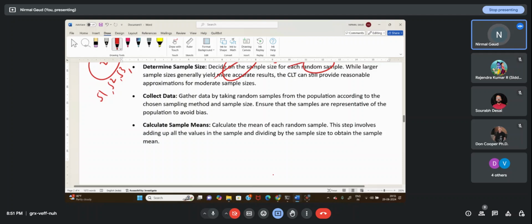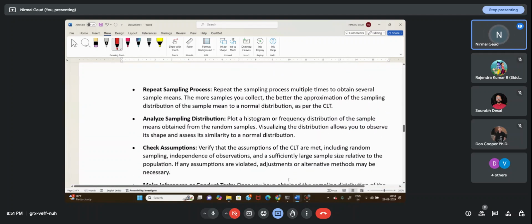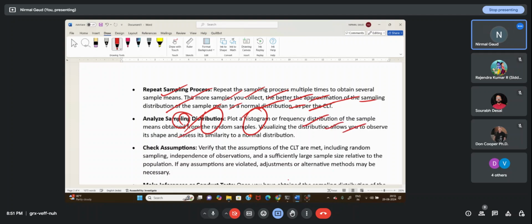So we are collecting the data, doing random sampling from the population according to the chosen sampling method. There could be any sampling method we can use. Here we are applying random sampling, randomly picking up the data. We calculate the mean of them, and then this process is repeated. Collect as many samples as possible, calculate their means, and then we can analyze the sampling distribution. We can make a histogram, a dist plot, any kind of plot, and it should look normal.